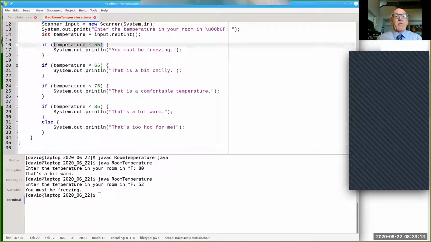Is that less than 55? No. Is 62 less than 65? Yes, it'll print that's a bit chilly. Now, completely new if statement. Is 62 less than 75? Yes, it'll print this. Brand new statement. Is 62 less than 85? Because I got rid of the else, I no longer have any memory, so to speak, of what came before.